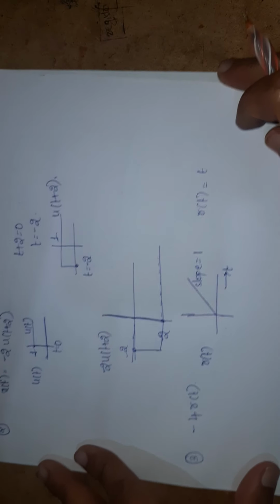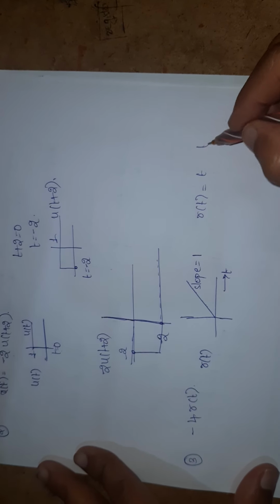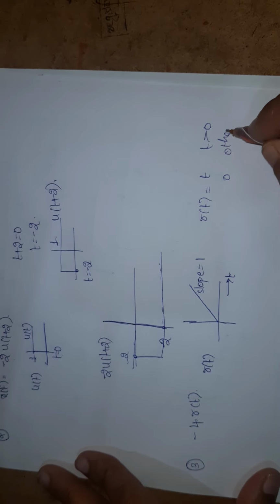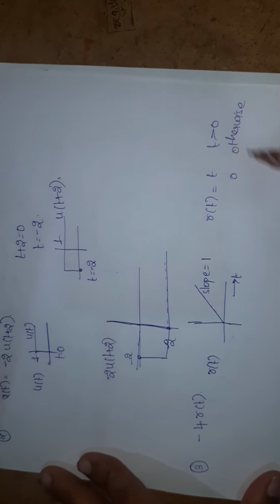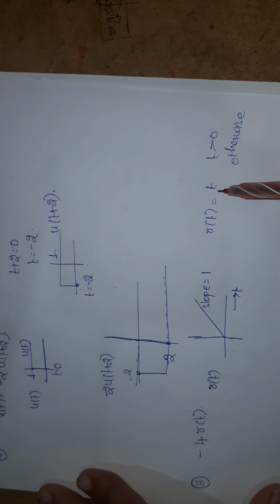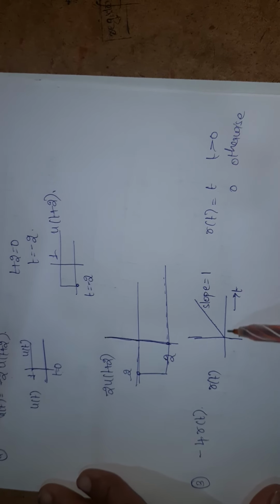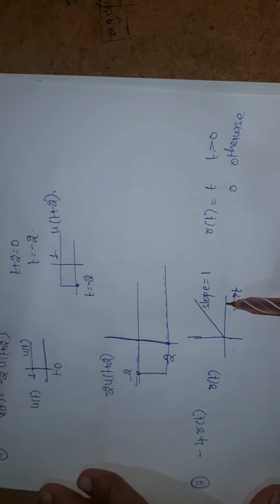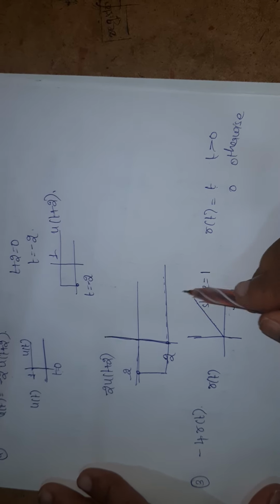This is mathematically represented as t for t greater than 0, and for the remaining values, that is negative values, it is 0. So if I consider t equal to 1, it is 1. If I consider 2, it is also 2. It is 3, 3, 4, 4, 5, 5.